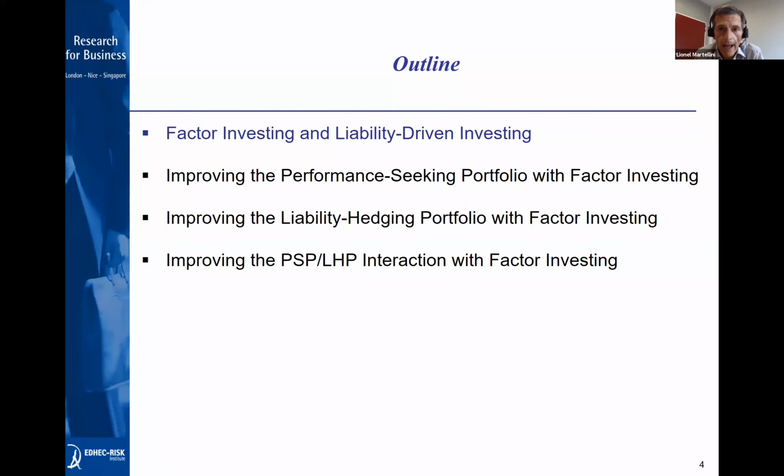So the point we're going to try and make today is that factor investing is actually useful. The factor investing perspective, or the factor lens perspective, is actually useful at various places in a formal liability-driven investing process. So these are the few points that we're going to make, and hopefully they will become clear as we move along.